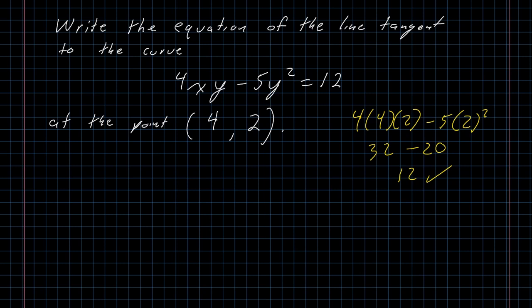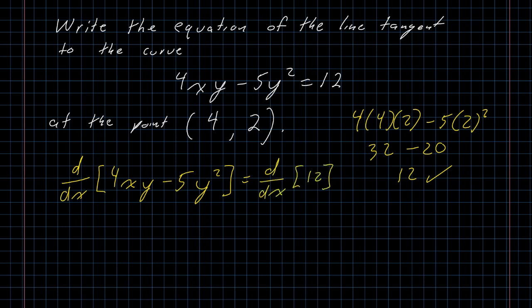Now I can differentiate. The derivative with respect to x of 4xy minus 5y squared is equal to the derivative with respect to x of 12. All right, I'm going to talk through this one a lot more than I write through it. If you find it useful to write in some of the intermediate steps, please don't let me stop you.